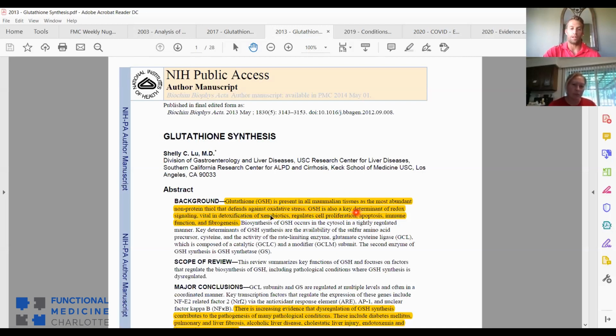It's a key determinant of redox signaling, vital detoxification of xenobiotics. So xenobiotics are toxins from the outside world, which we're exposed to all day, every day. It regulates cell proliferation or cell growth, cell apoptosis, which means programmed cell death. Therefore, glutathione plays a role in preventing tumor and cancer cell development.